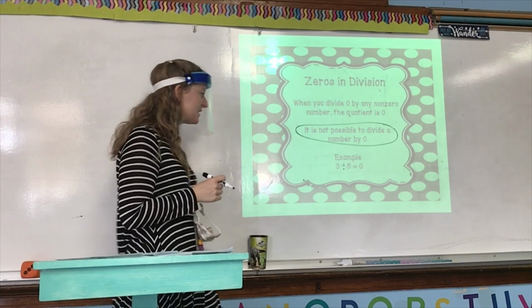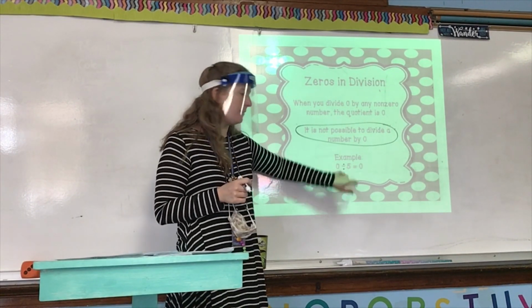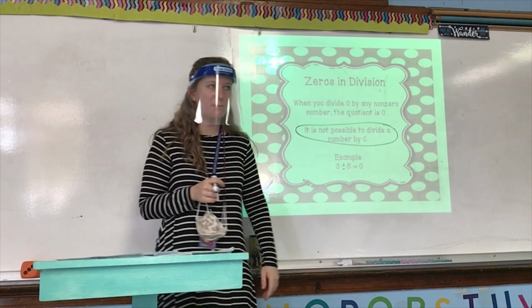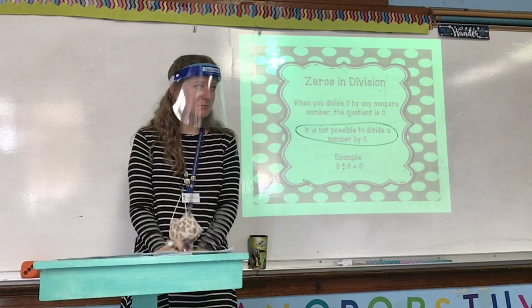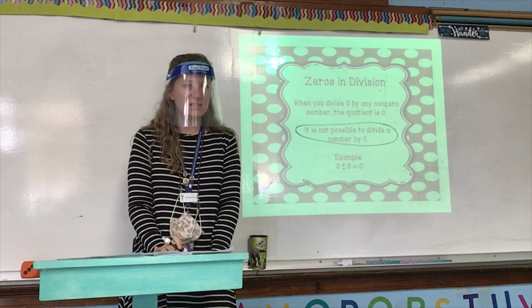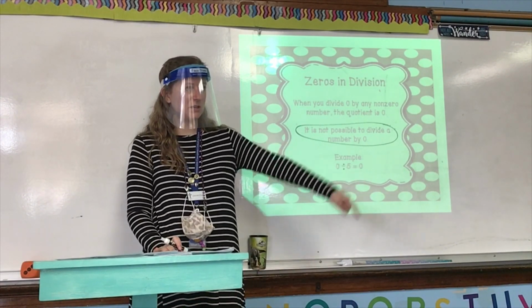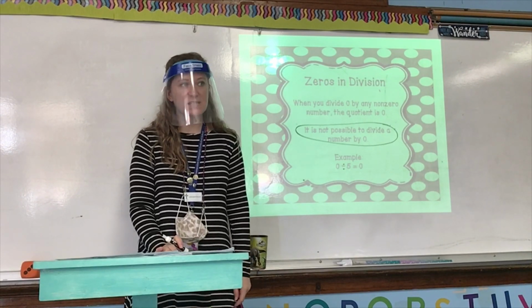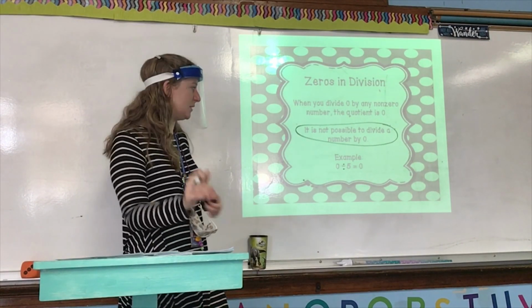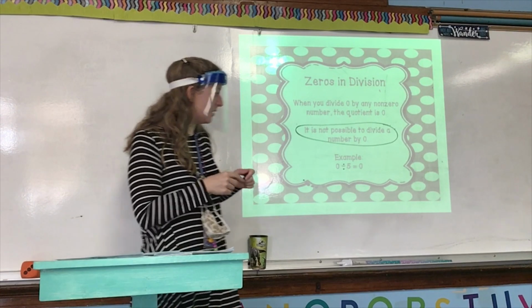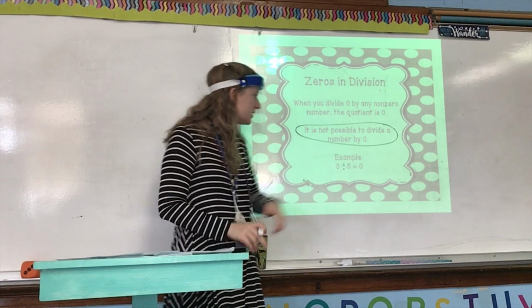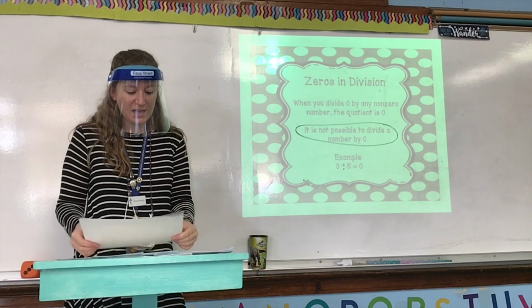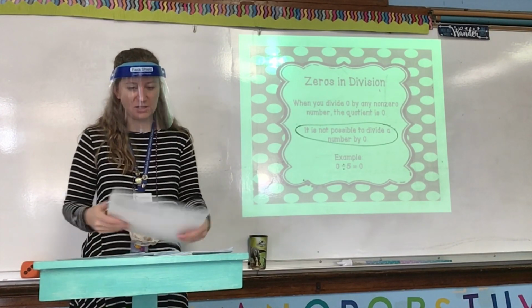However, you may see where you have 0 objects and you put them into 5 groups, which means you just have 0. I can have 5 piles of nothing. Just because you can't see it, I can say there's a pile of nothing right there. That doesn't seem right, but that is possible. Anytime you divide 0 by a non-zero number, that means a number that is not 0, the answer is 0. Okay, now look at ones in division.